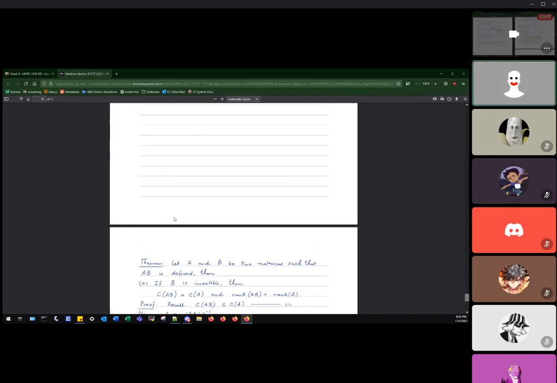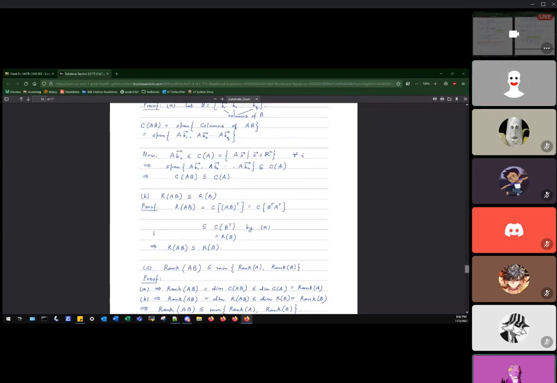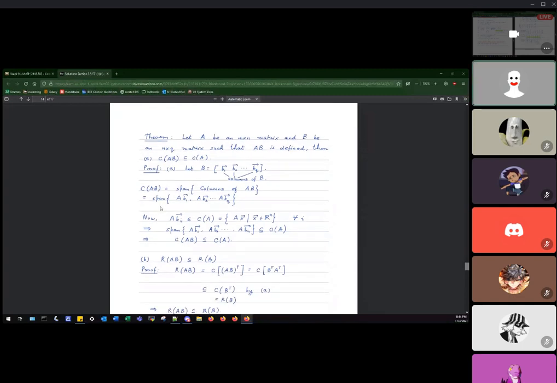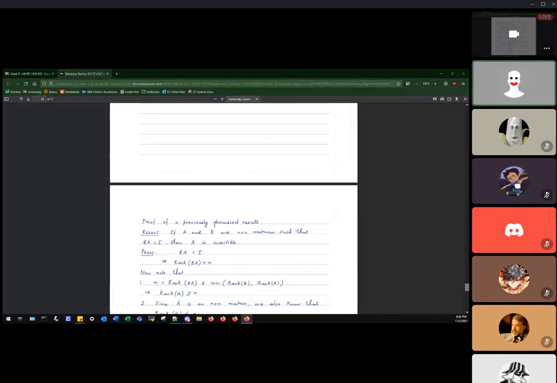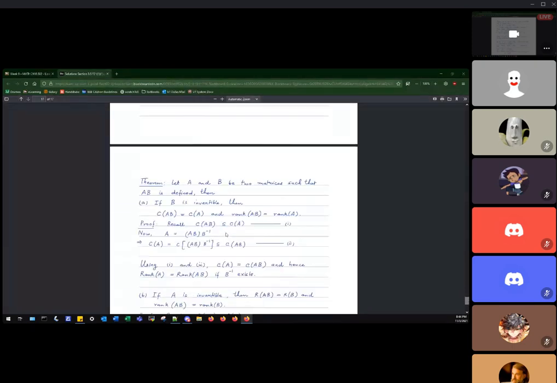I'm not sure if these last few theorems are necessary. Which last two? Can you show me again? These two: that the column space of a product is a subset of the column space of the first matrix, and the row space of a product is a subspace of the row space of the second matrix. Yeah, these feel like things that you could probably derive on the spot, and they probably wouldn't be involved in the exam.